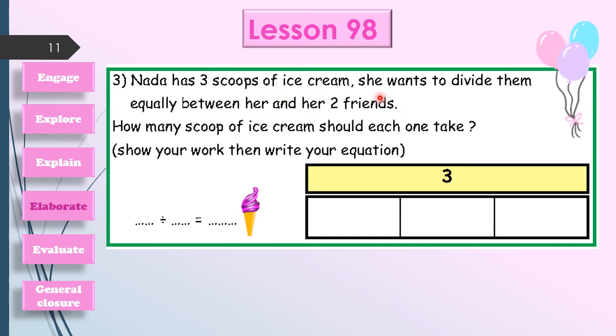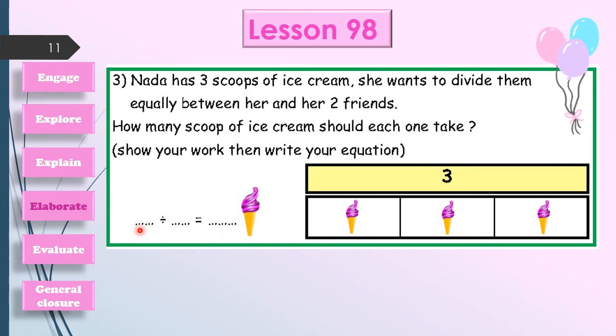Here means 1 and here 2 friends, it means 2 and 3. Then it will be 3 friends. 1 plus 2 equals 3 friends. Then another fraction strip will be divided into 3 equal parts like this. How many scoops of ice cream should each one take? Let's prove it. Mentally, if I divide this one and distribute it in these fractions, it will be one ice cream scoop for each friend. Then it will be one.